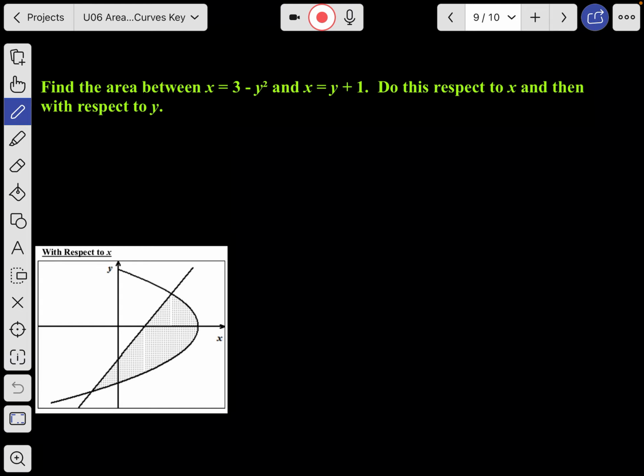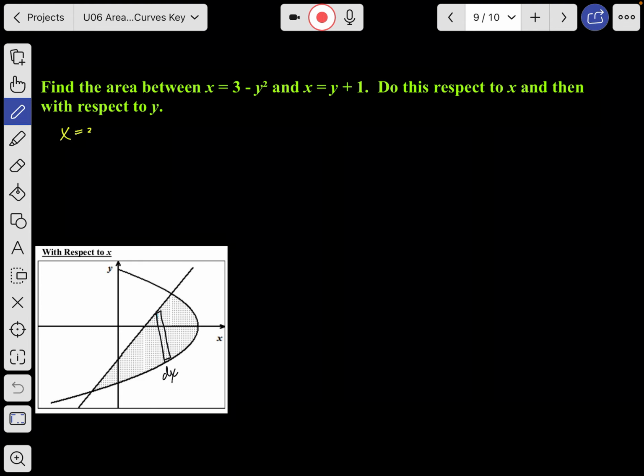Okay, one more example for you to try. Find the area between x equals 3 minus y squared and x equals y plus 1. Do this with respect to x, then with respect to y. Okay, so with respect to x, I need to solve for y. Because with respect to x, I'm going to have rectangles that look like this. The base is going to be dx. So I'm going to need to rewrite these equations.